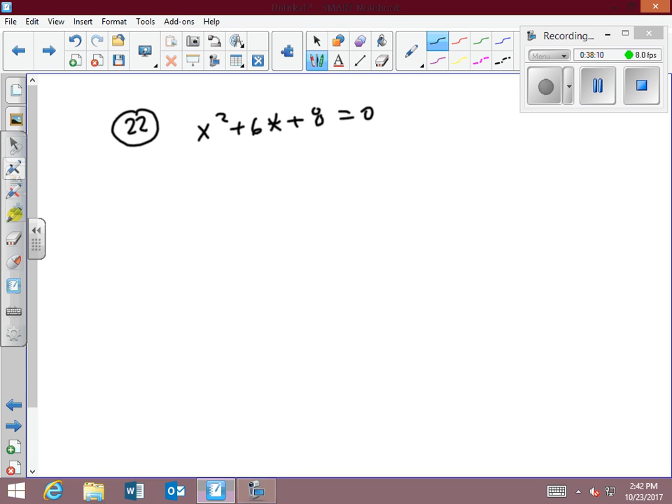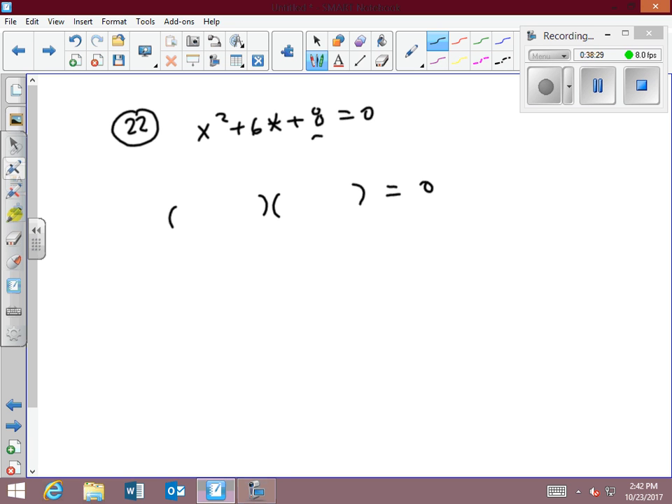Is it a special case? Well, that's not a square case. 8 is not square. So it's not a special case. So if this factors, it's going to factor by trial and error into a pair of binomials. Don't forget to put equals 0.